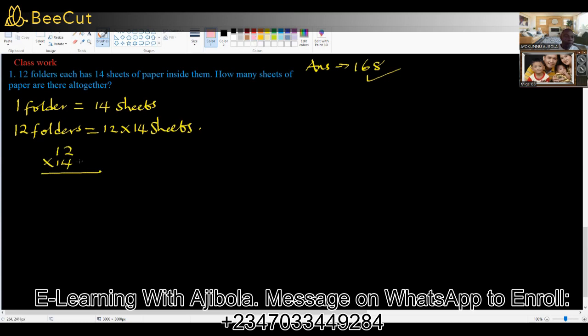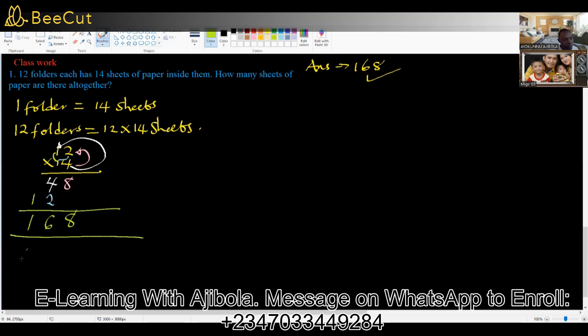So when we say 4 times 2, that is 8. Then when we say 4 times 1, that is 4. Is that clear? And when we say 1 times 2, that is 2. And finally, when we say 1 times 1, that is 1. Then we can add everything together. So adding everything together gives me 8, 6, and 1. So that means you are correct.